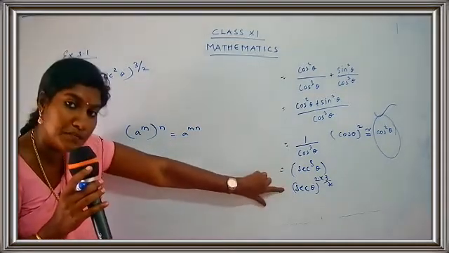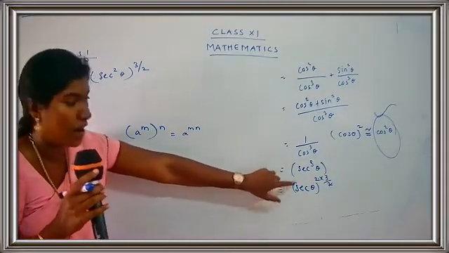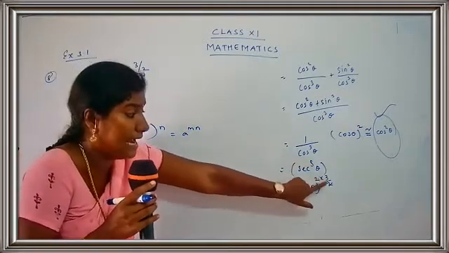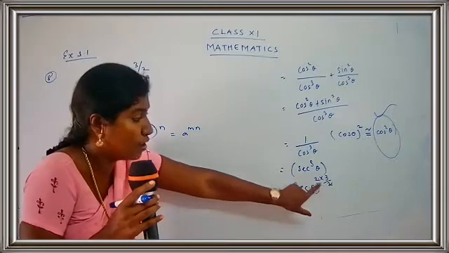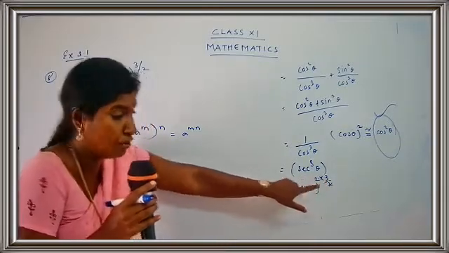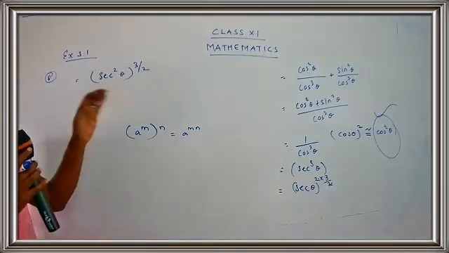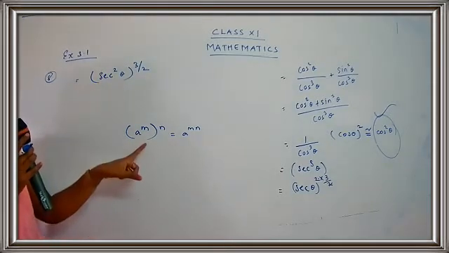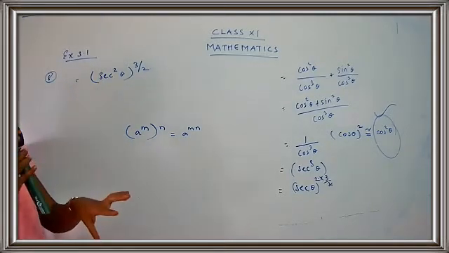Are you clear with this step, children? Okay, so how is 3 changed? 3 is changed by multiplying and dividing by 2. So what you get is 2 into 3 by 2. So what I am doing is just separating them. So I am writing secant square theta raised to 3 by 2.